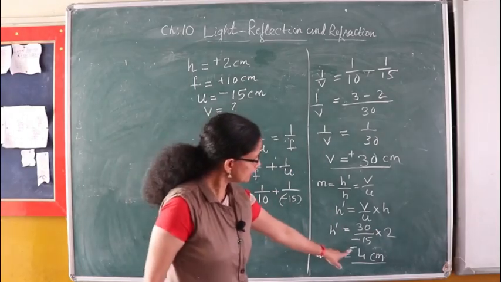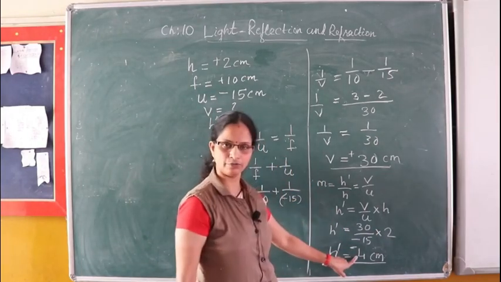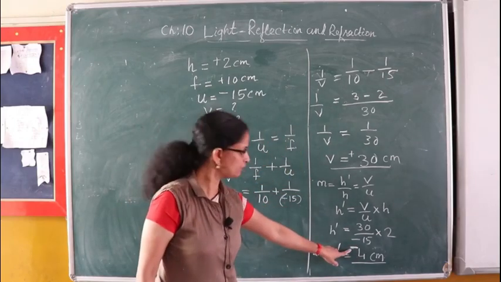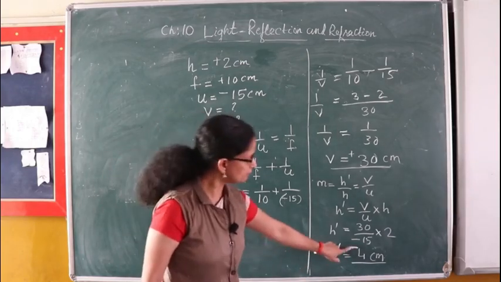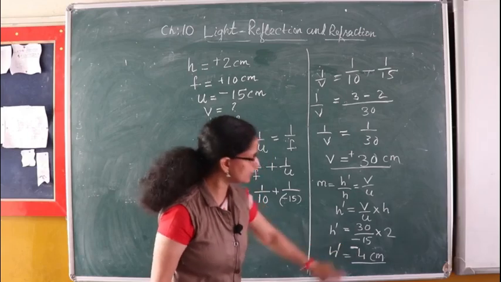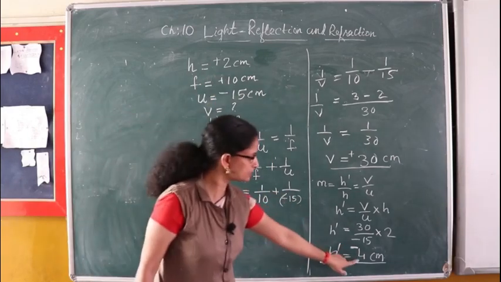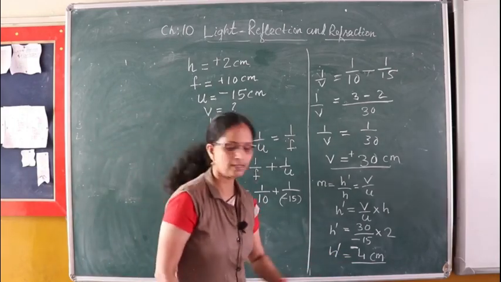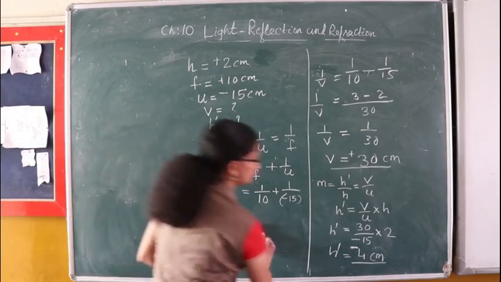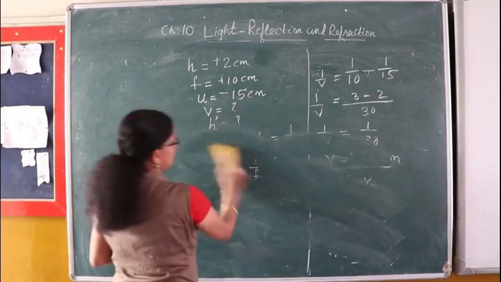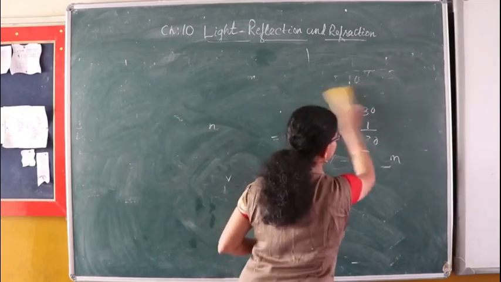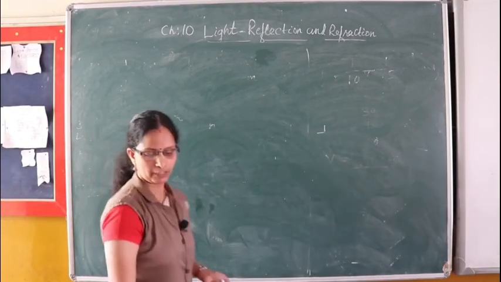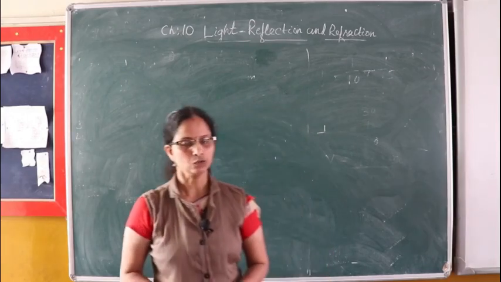Here the height of the image h dash that we have got is minus 4. The minus sign shows that the image is real and inverted, upside down. The minus sign shows only that it is an inverted image, and the number 4 shows that it is enlarged. Here the object size is 2 whereas the image size is 4. That means it is double the size of the object, which shows that an enlarged image is formed in this case. So, this is the way in which the lens formula is applied to calculate either image distance or object distance, and sometimes if both are given, we can calculate the focal length of the lens also.